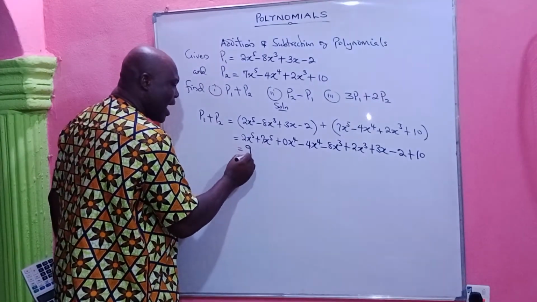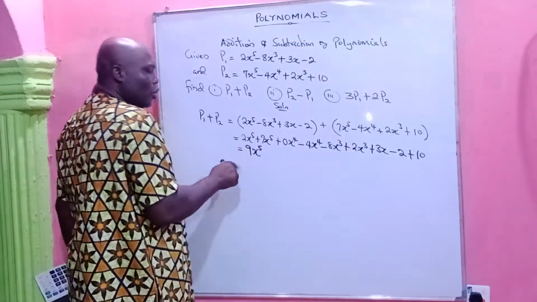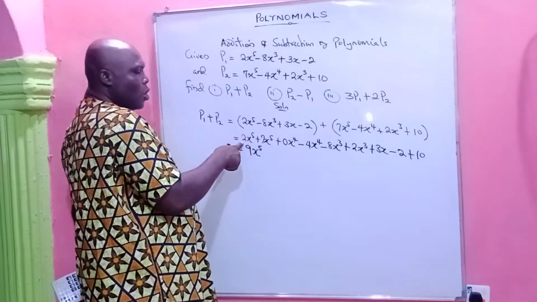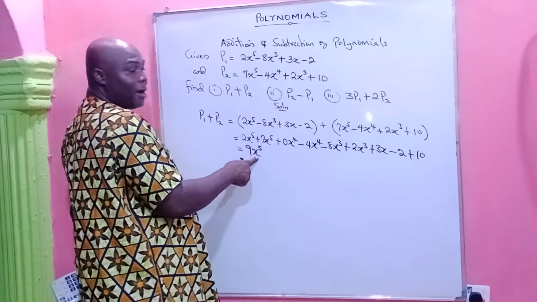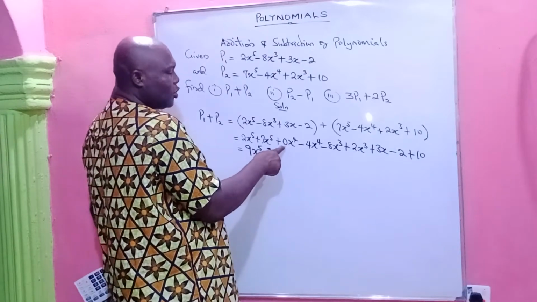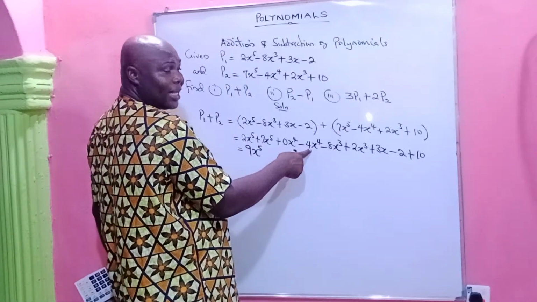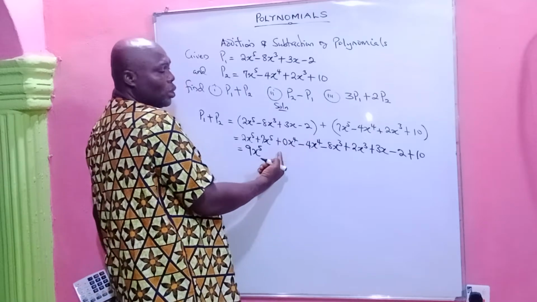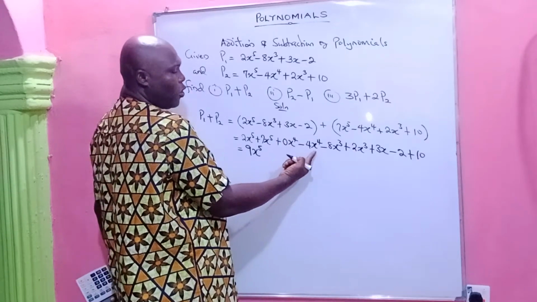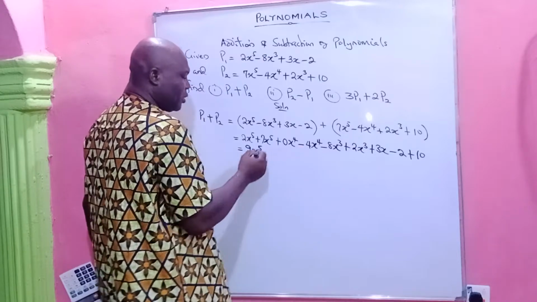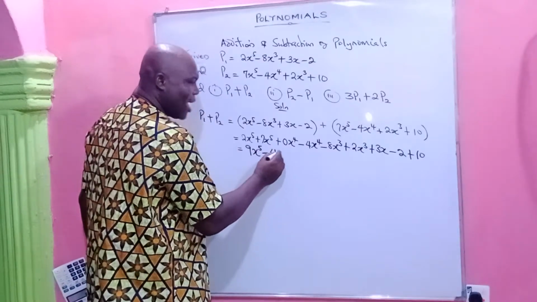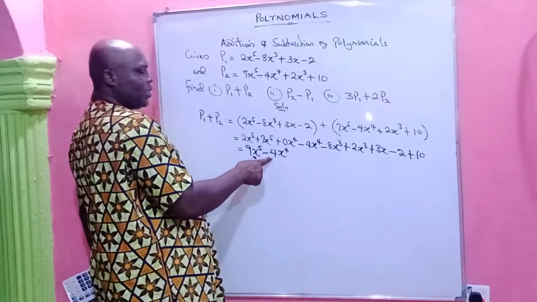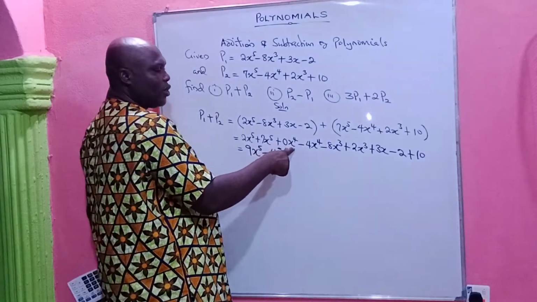So this will be 9x raised to power 5. We are adding the coefficients 2 and 7 while we retain the x raised to power 5. Now here, 0 and minus 4. Even if you choose to ignore this, you still have minus 4. So what we have here is still minus 4x raised to power 4. It's like saying 0 minus 4 will still give us minus 4. So we have x raised to power 4.